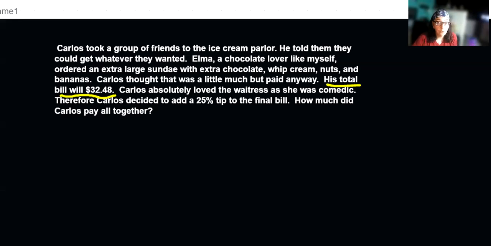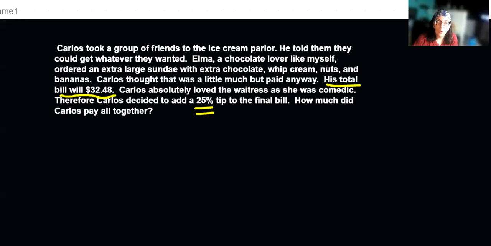Carlos absolutely loved the waitress as he found her to be very comedic. Therefore, he decided to leave her a 25% tip. He added that to the final bill. You thinking that Carlos might have a crush on the little waitress there? I don't know. All right. How much does Carlos pay altogether?